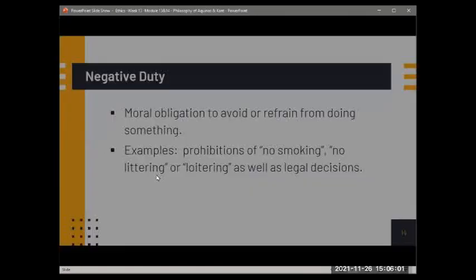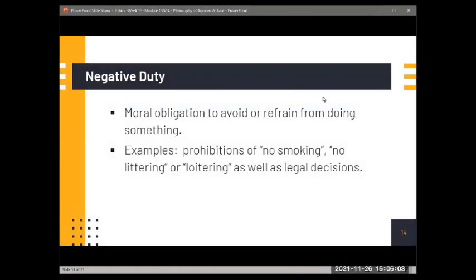Now, the last kind of duty is the negative duty. Now, it refers to the moral obligation to avoid or refrain from doing something. Now, the examples of this duty are the prohibitions of no smoking, no littering or loitering, as well as legal decisions.